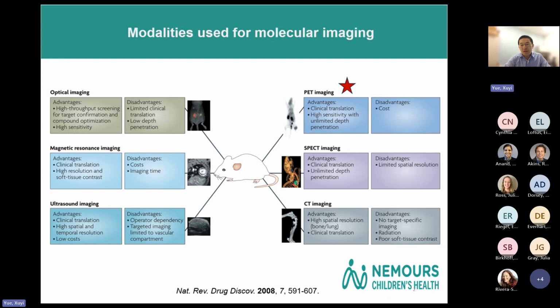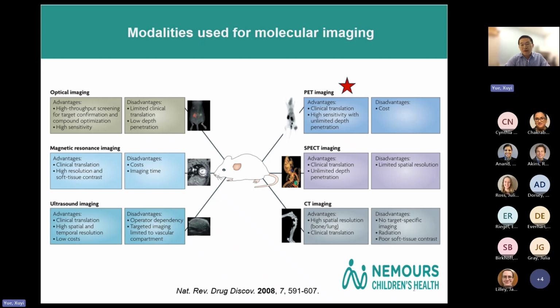Here are the different modalities of molecular imaging. Probably everyone has heard about MRI, magnetic resonance imaging, ultrasound, or CT, and from the clinical side, these are the most commonly used imaging modalities in daily clinical practice. Each modality has different characteristics, advantages, and limitations.